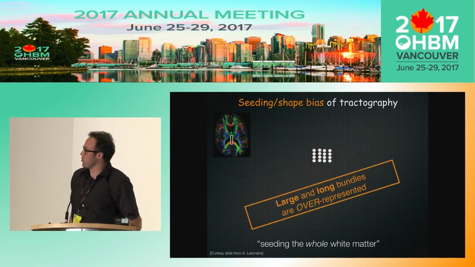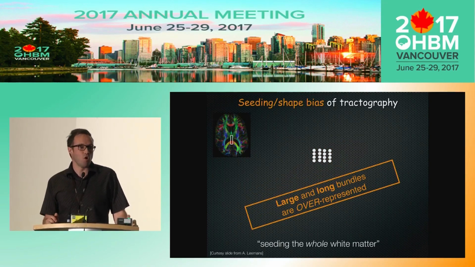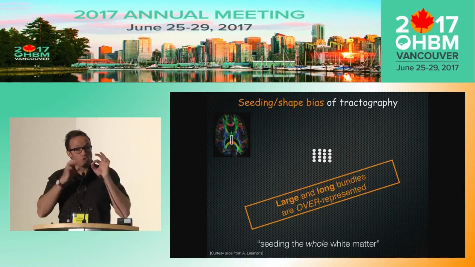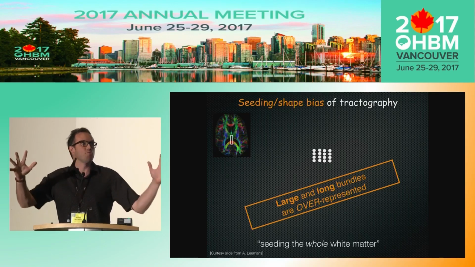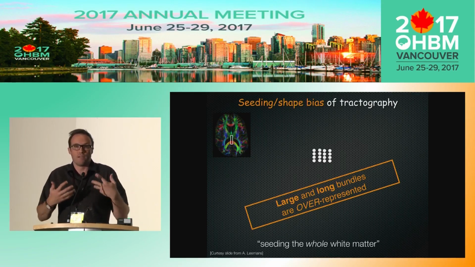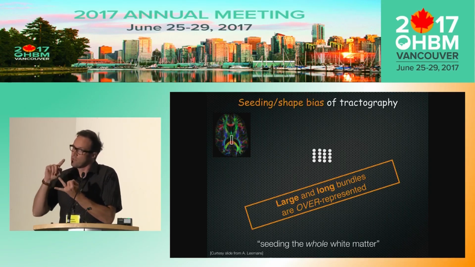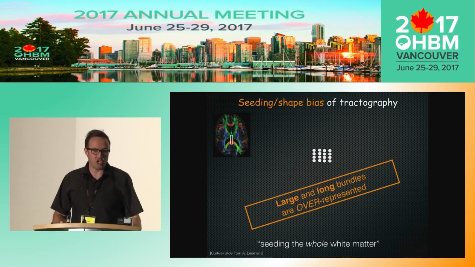If you think about it a little bit, it's easy to see that large, big volume bundles will be overrepresented. There'll be more seeds placed into them in white matter seeding. They'll produce more streamlines, and they'll turn out to be overrepresented in your tractogram. So if you're just blindly counting tracks, the probability that a track is part of corpus callosum, CST, or SLF is much higher than the smaller tracks. And this is a seeding and shape bias.